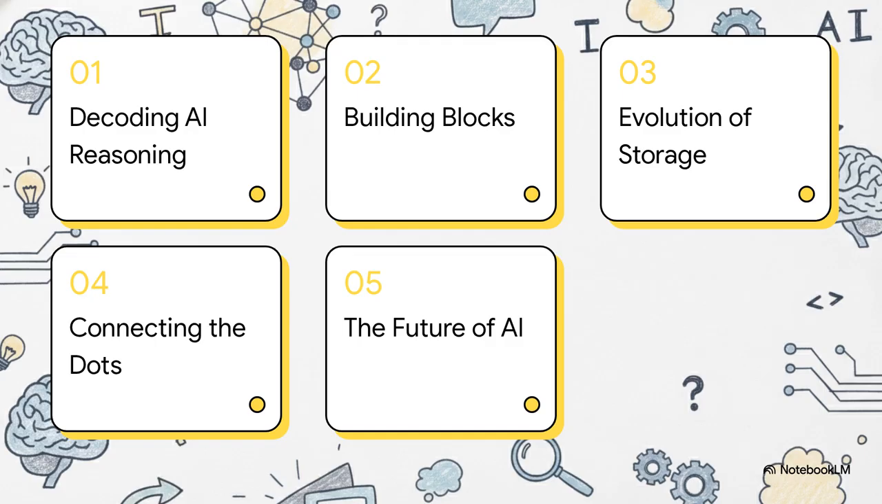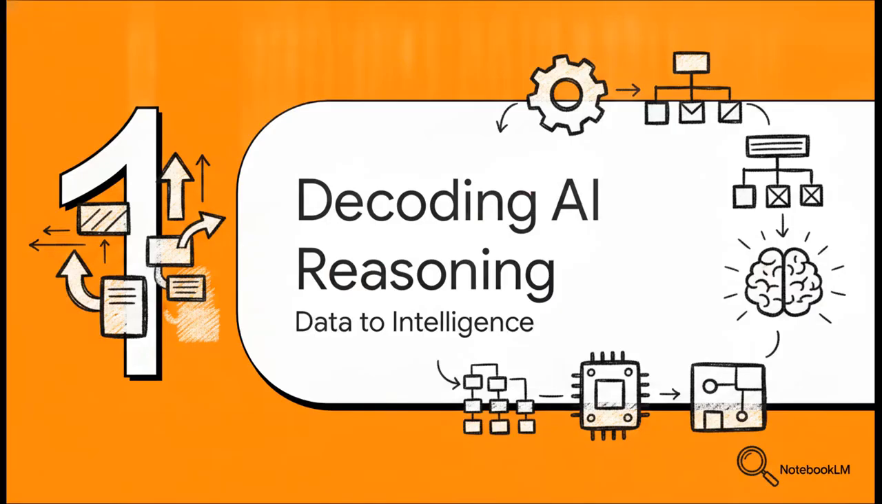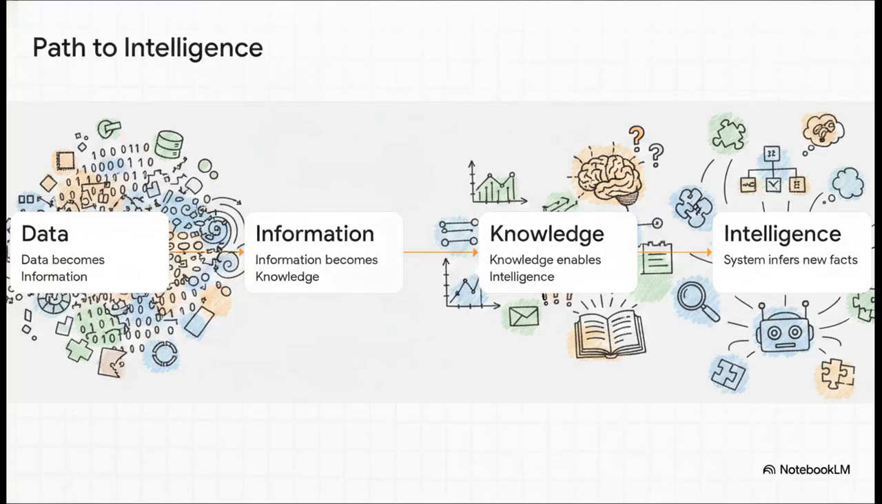the future of AI. All right, let's dive into Section 1, decoding AI reasoning, going straight from data to actual intelligence. To really understand how a machine makes sense of the world, we have to look at this highly structured logical pipeline known as the DIKW pyramid. It's pretty straightforward. Data becomes information becomes structured knowledge, and then that knowledge ultimately enables machine intelligence. Because without this progression, a computer just has a meaningless pile of ones and zeros.